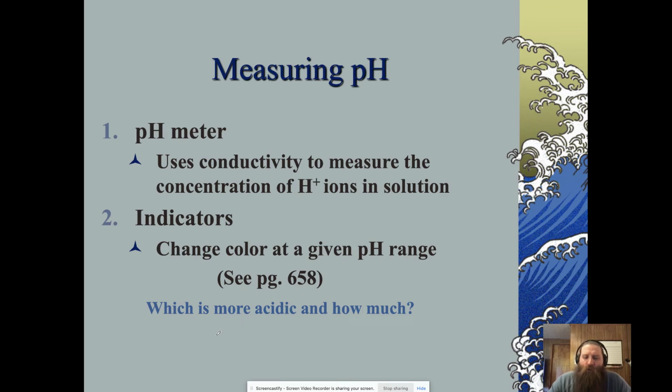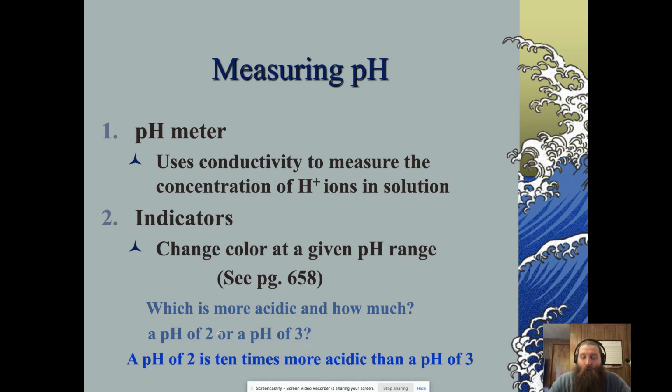So what is more acidic, pH of 2 or pH of 3? And by how much? Well, obviously we know that the pH of 2 is more acidic. But what you may not know is it's more acidic by a factor of 10 because pH is a logarithmic scale. A pH of 2 is 10 times more acidic than a pH of 3.